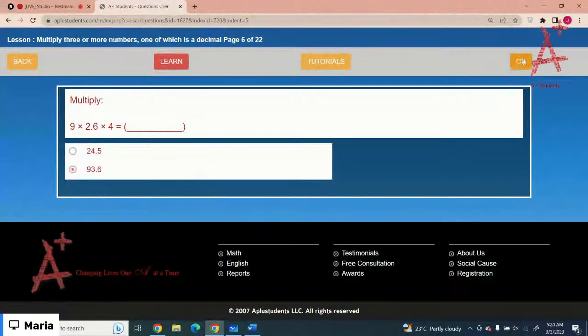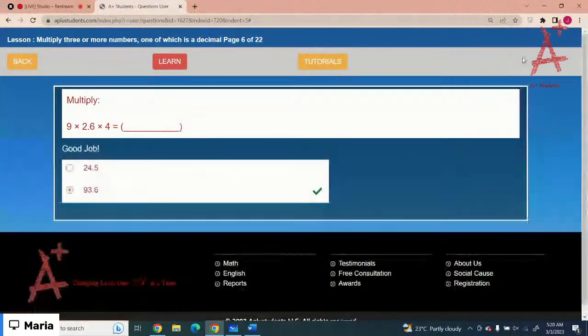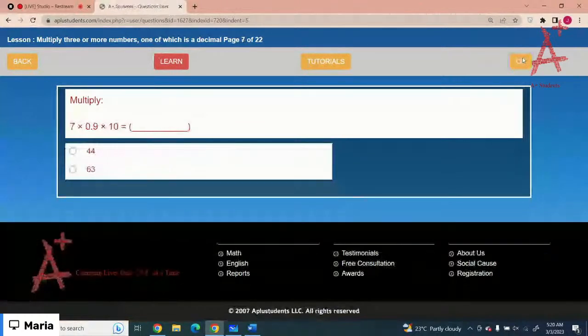Got it? Okay, you can complete the test by yourself later today. If you need more help with the lesson, you can contact any tutor on the Skype. They are available from Monday to Friday, 5 to 9. Got it?